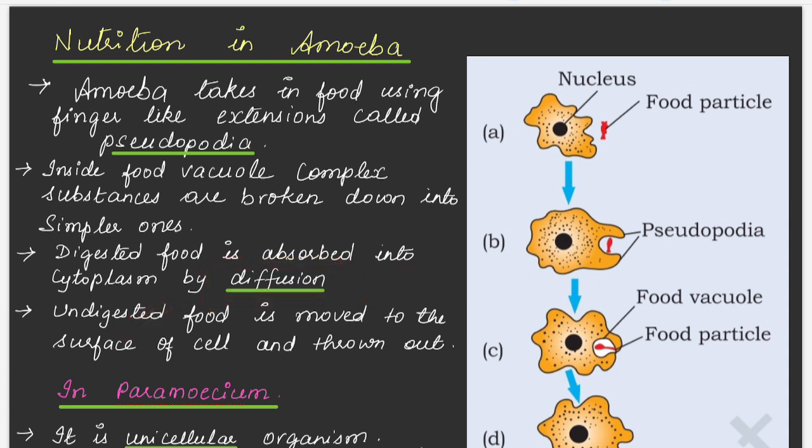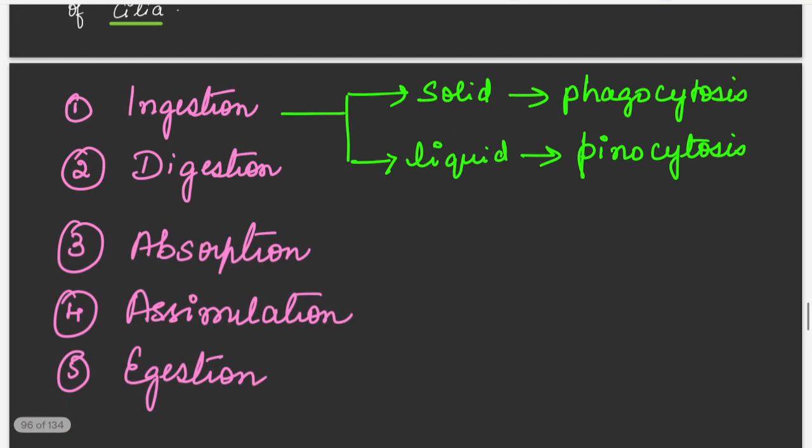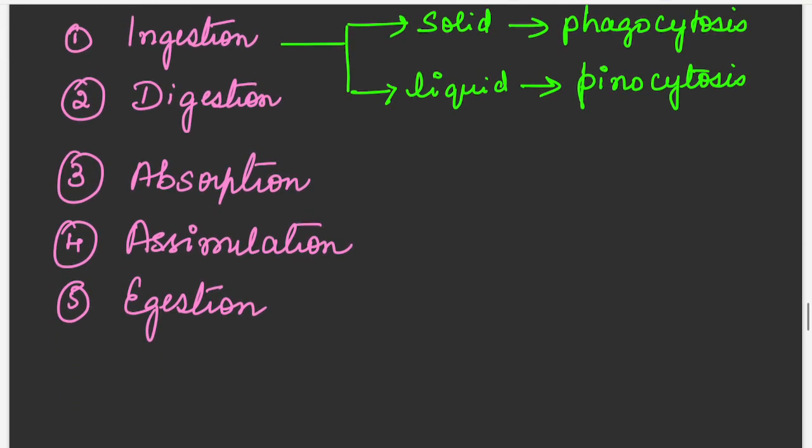Then the undigested food is moved to the surface of the cell and then it is thrown out, which is called egestion. So this is about the nutrition in amoeba. I hope it is clear to you. So next we will see nutrition in paramecium.